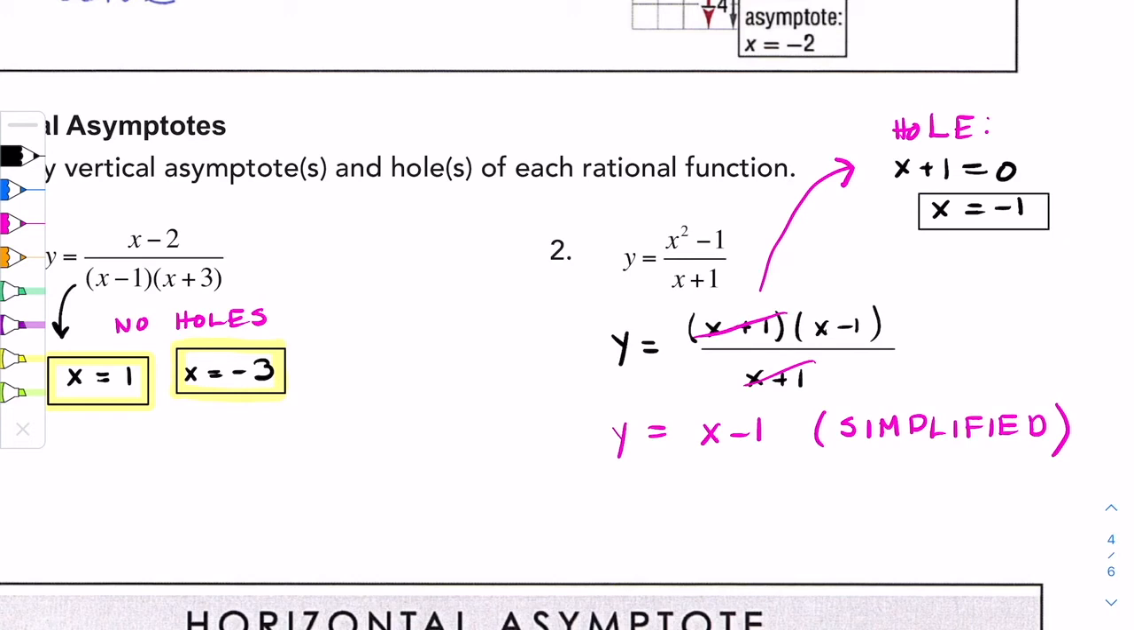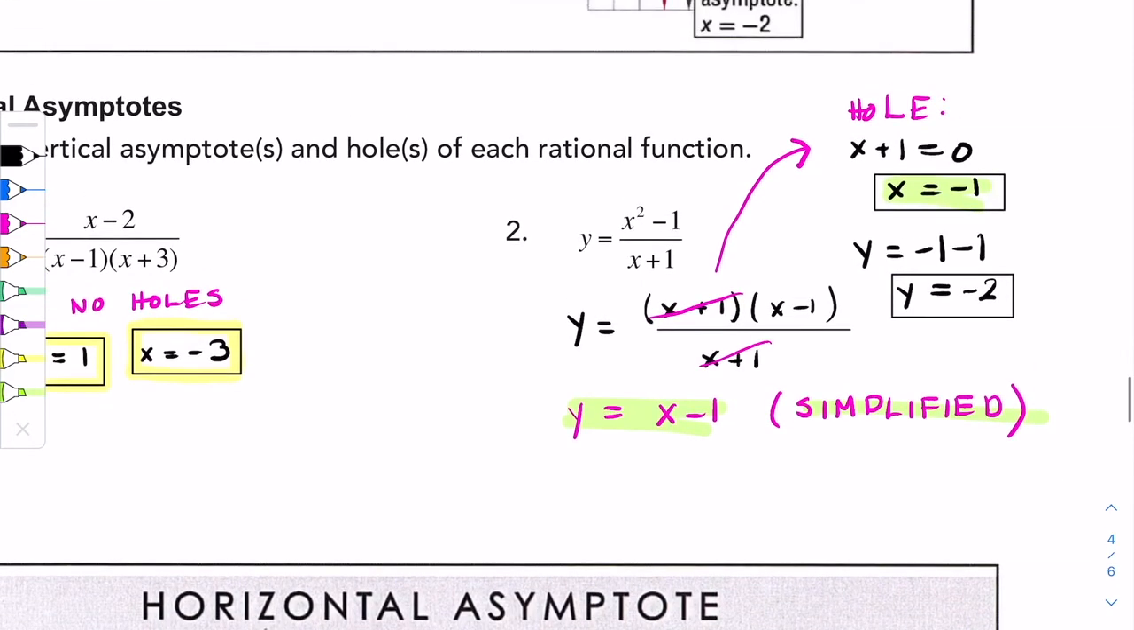The y-coordinate is found by substituting x back into the simplified function. When we do that, we have y equals negative 1 minus 1, or y equals negative 2. That's the y-coordinate of your hole. So this tells us that we have a hole at negative 1 comma negative 2.